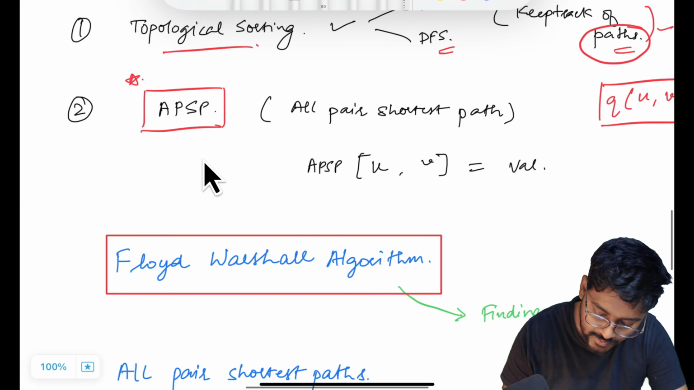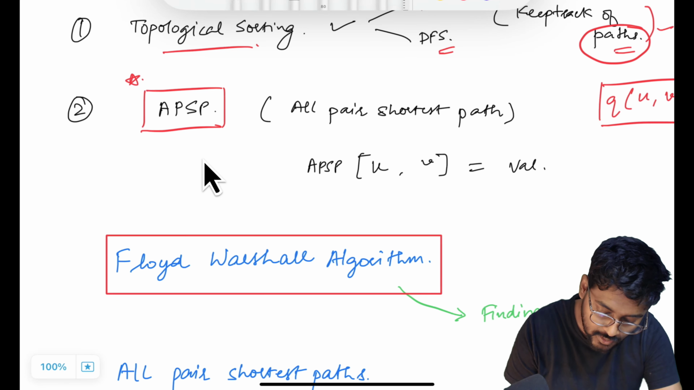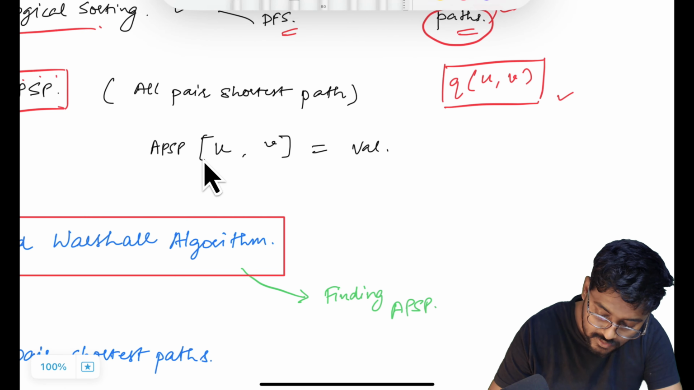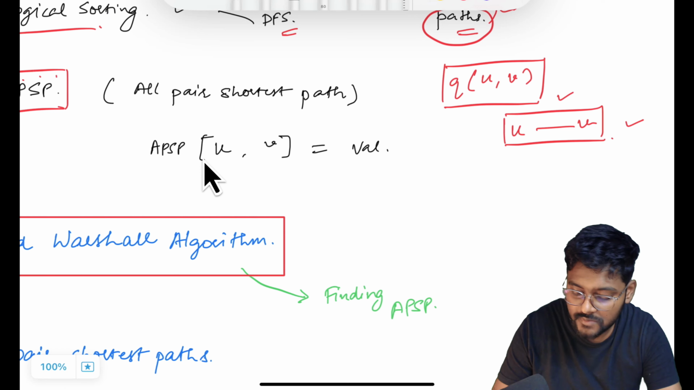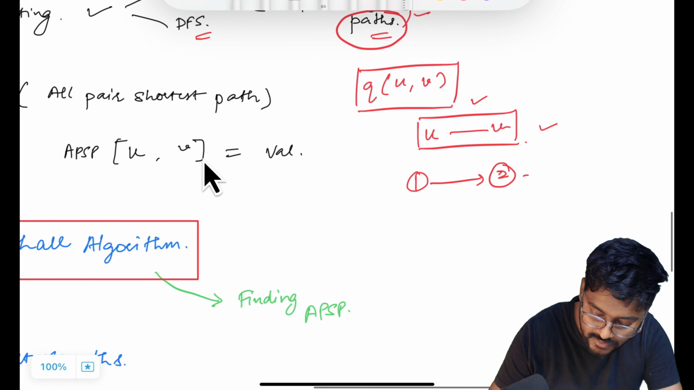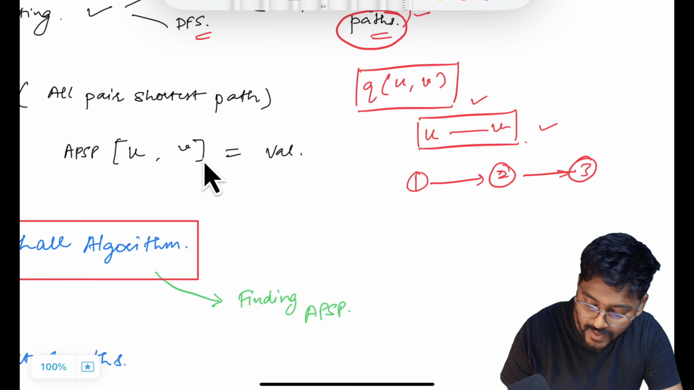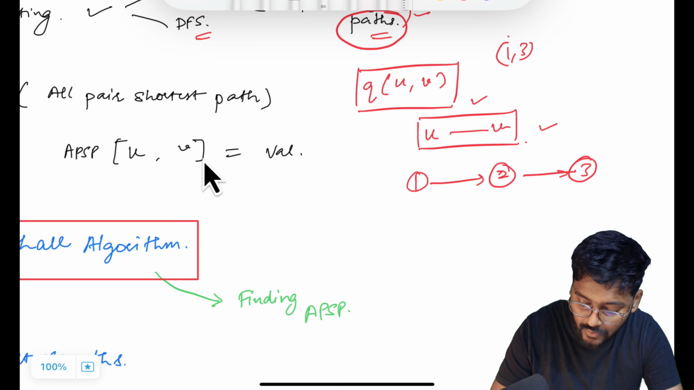And let's say you have some kind of magical approach that is going to give you all pair shortest path. All pair shortest path means from U to V, the shortest path. What is the length of the shortest path? Let's say the graph is something like this: 1, 2, 3. 1 is a prerequisite of 2, 2 is a prerequisite of 3, and the query is 1, 3. Whether 1 is a prerequisite of 3 or not.